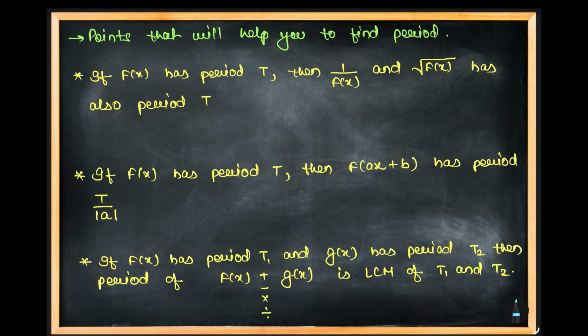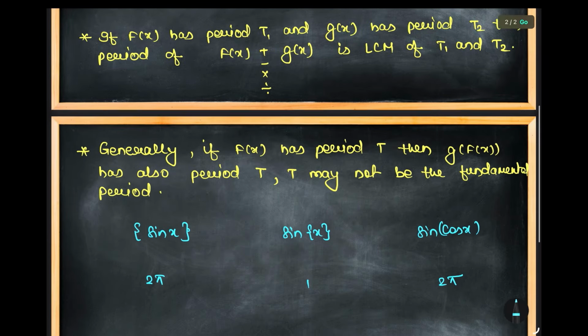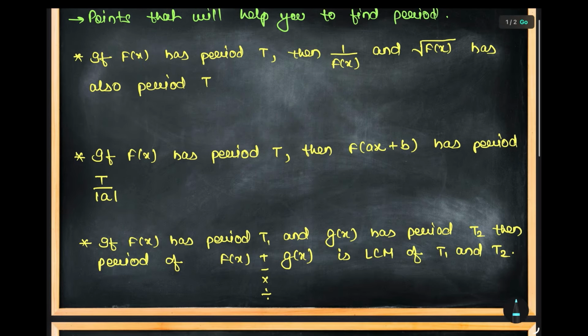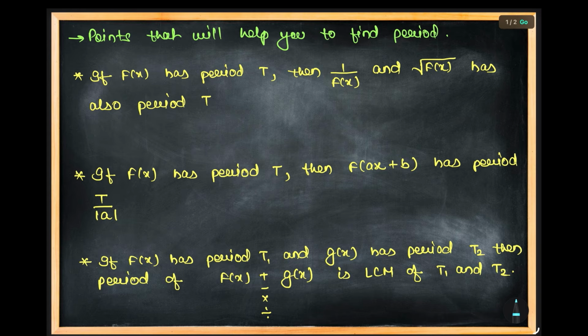If f of x has period T, then f of ax plus b will also have period T by mod a. Then for two functions, addition, subtraction, multiplication, division, their period will be the LCM of T1 and T2. Now, if a function is going inside some other function, the period will depend upon the function that went inside. I hope the idea is clear and you guys can handle similar situations. So, see you guys in the next session of Mathflix.